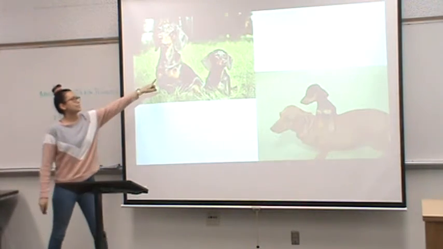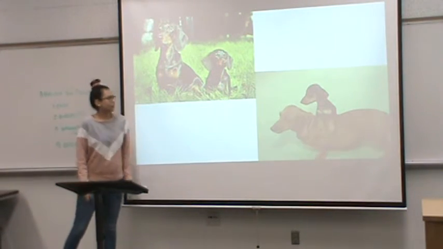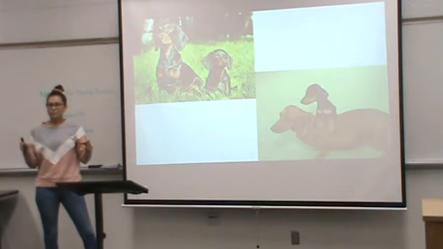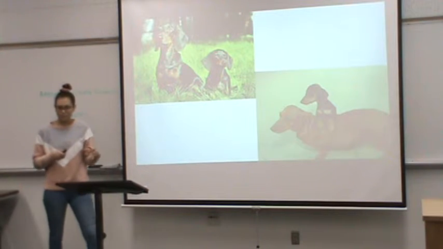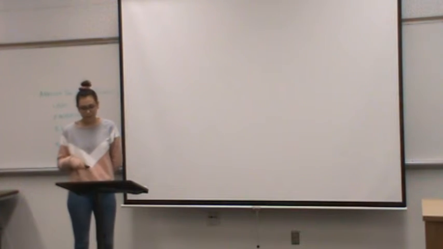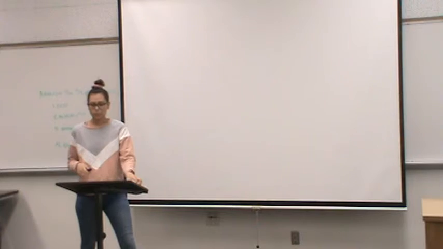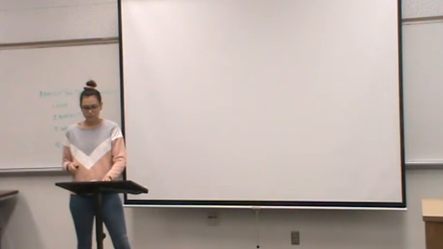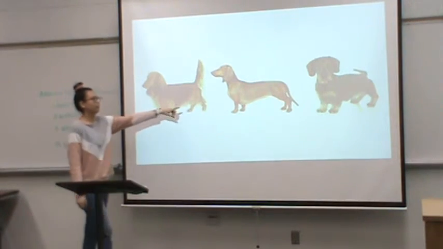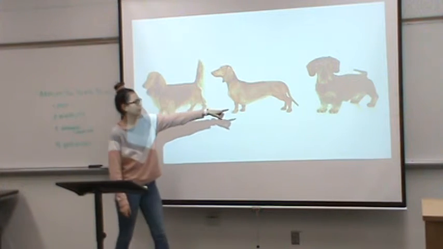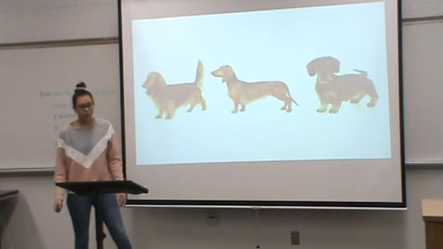So you can see here's a standard, and then a mini, and the same over there. They still have all the recognizable features. It's just different depending on their sizes. And then there's three different coat types for dachshunds. So we have a long-haired, short-haired or smooth-haired, and then a wire-haired dachshund.